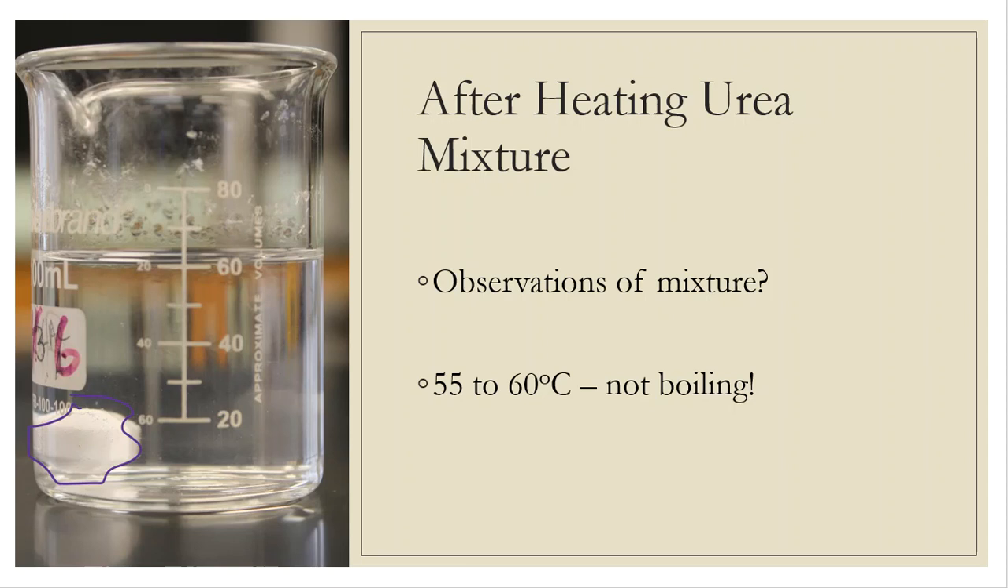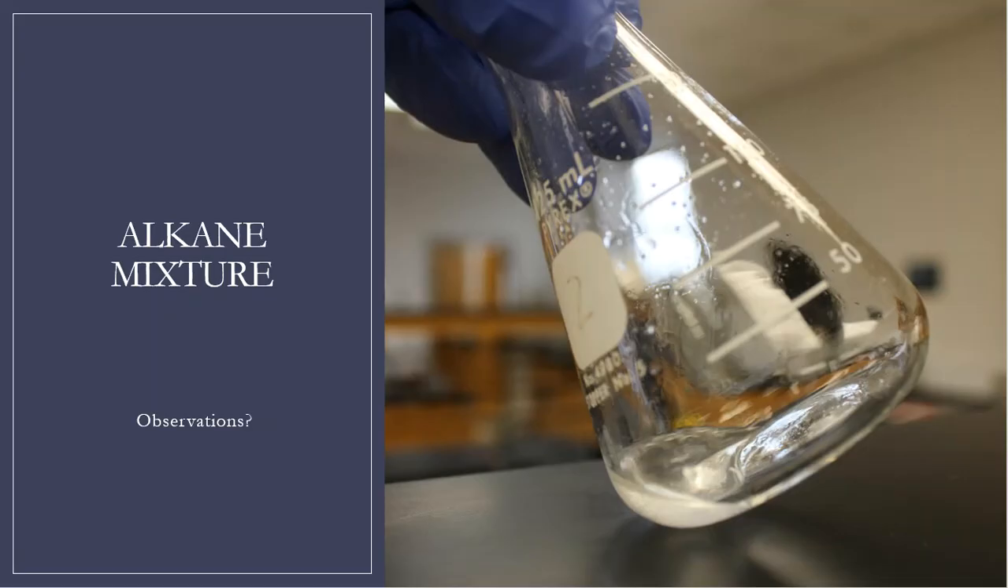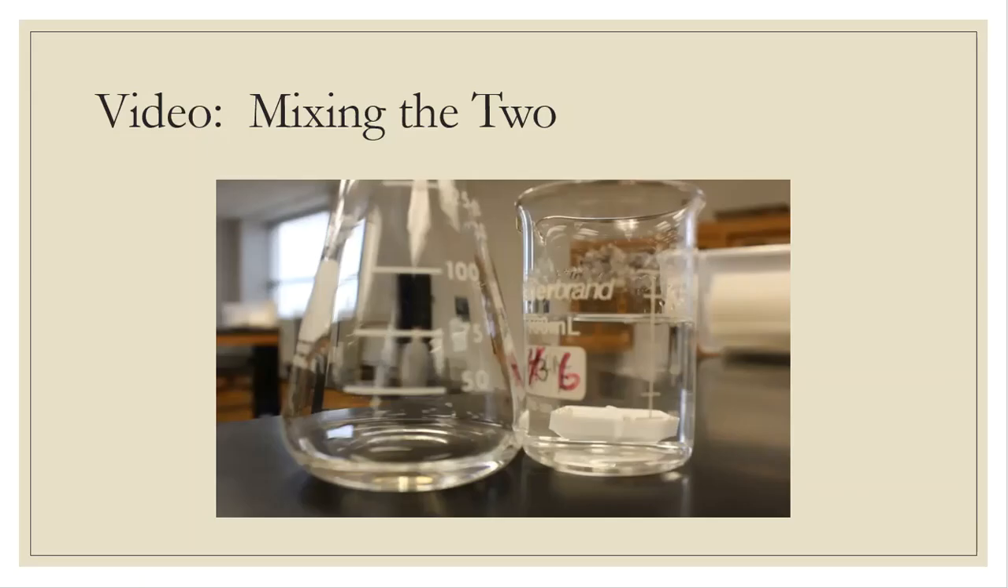All right, so I'm going to take my alkane mixture, and here it is. Those are my two components, which are hexadecane and 2,2,4-trimethylpentane. And now I'm going to mix that urea with methanol, the entire thing, all 50 mL, into that alkane mix. So in this next video, that's what you're going to see me do.